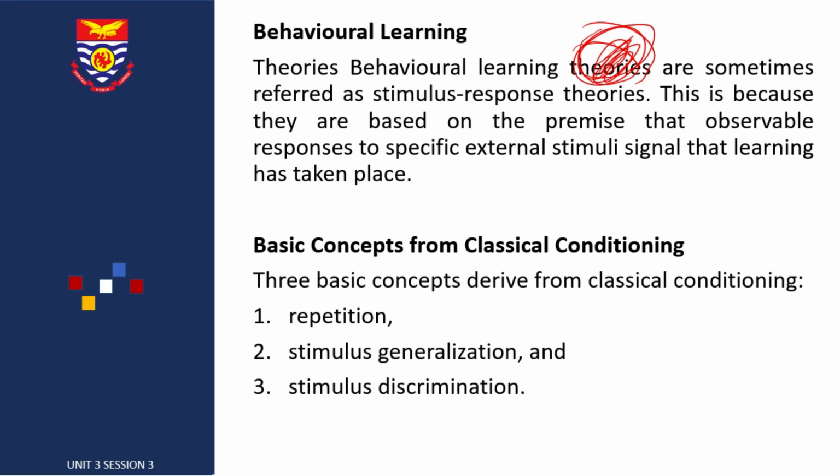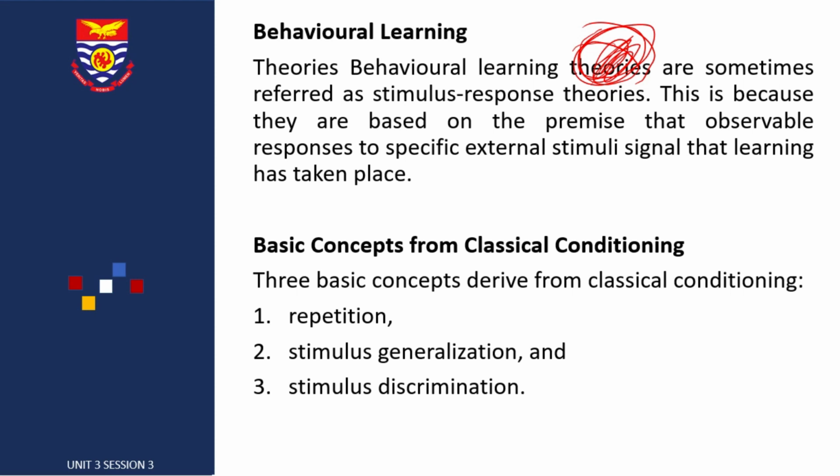Now, the basic concepts from classical conditioning. Basically, we have two concepts: classical conditioning and instrumental conditioning. Under classical conditioning, we have repetition, stimulus generalization, and stimulus discrimination. Repetition is about the rate at which you continue to do something repetitively. That is an element of classical conditioning.